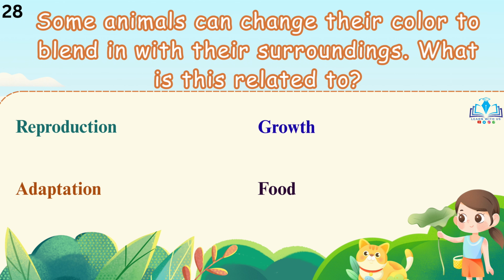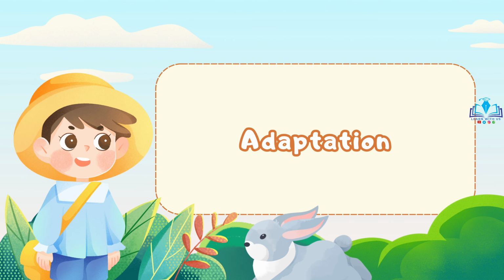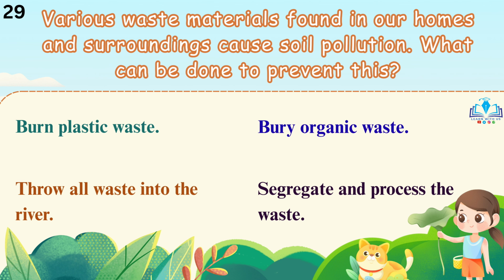Question 28. Some animals can change their color to blend in with their surroundings. What is this related to? A. Reproduction, B. Growth, C. Adaptation, D. Food. Answer C. Adaptation.